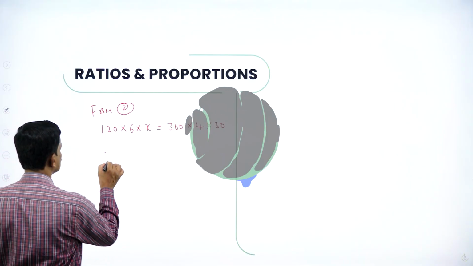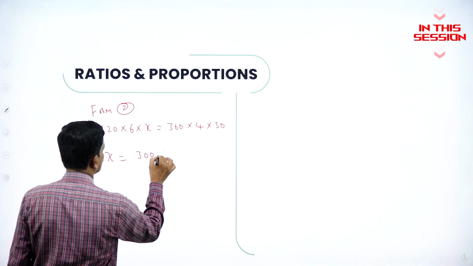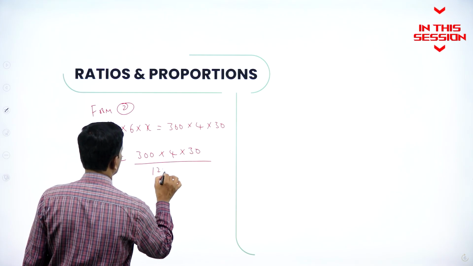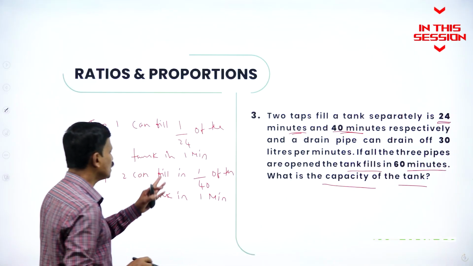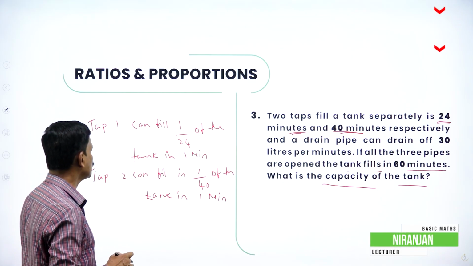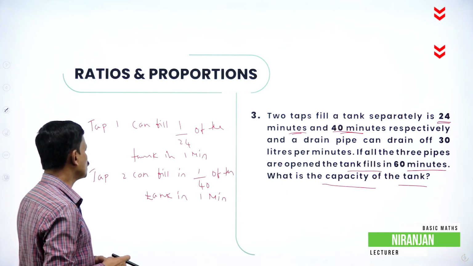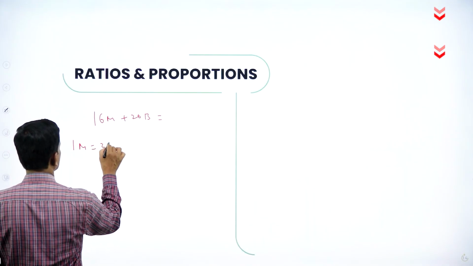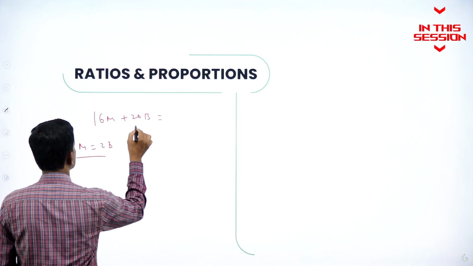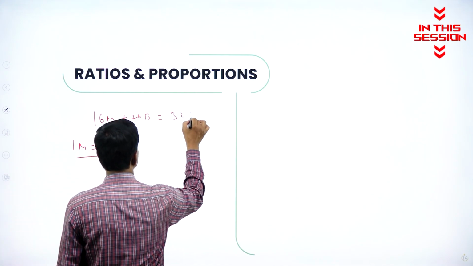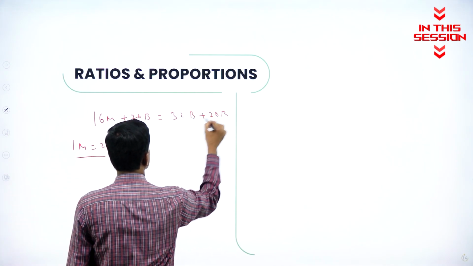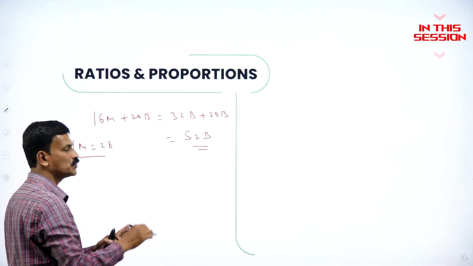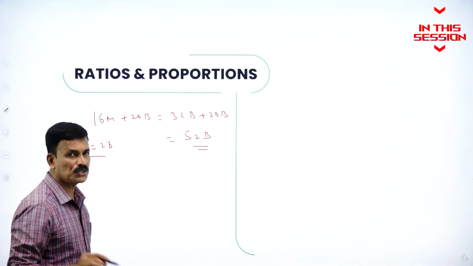So what is the value of x? X is equal to 300 into 4 into 30 divided by 120 into 6. Tap 1 can fill 1 by 24th of the tank, whereas tap 2 can fill 1 by 40 of the tank in 1 minute. One man is equal to 2 boys, right? So 16 into 2, 32 boys plus 20 boys, that's equal to 52 boys. So that means 16 men and 20 boys is equal to 52 boys, right?